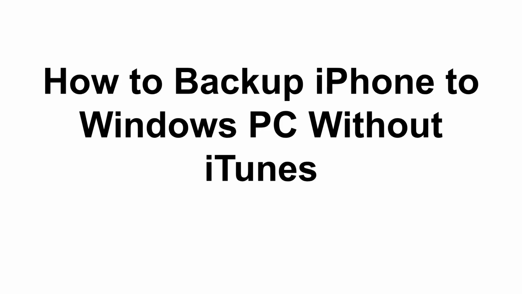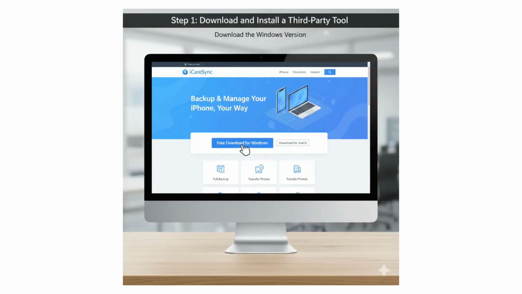How to back up iPhone to Windows PC without iTunes. Step 1. Download and install a third-party backup tool. Install a trusted iPhone backup tool such as iMazing, 3U Tools, or AnyTrans on your Windows PC. This tool allows you to back up your iPhone without using iTunes.